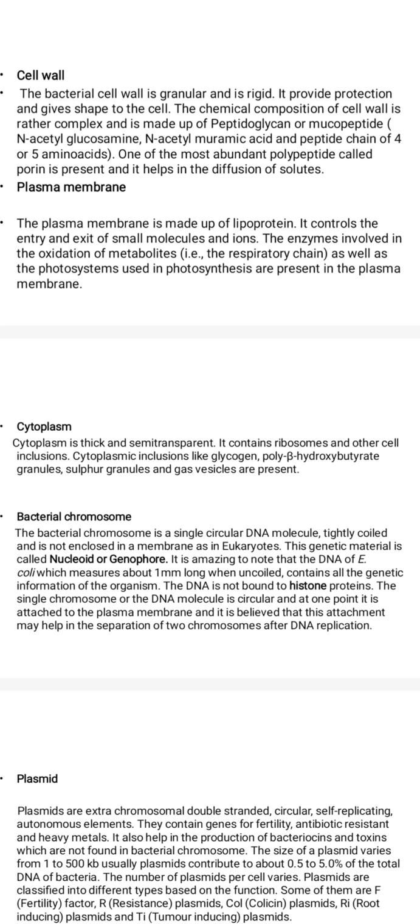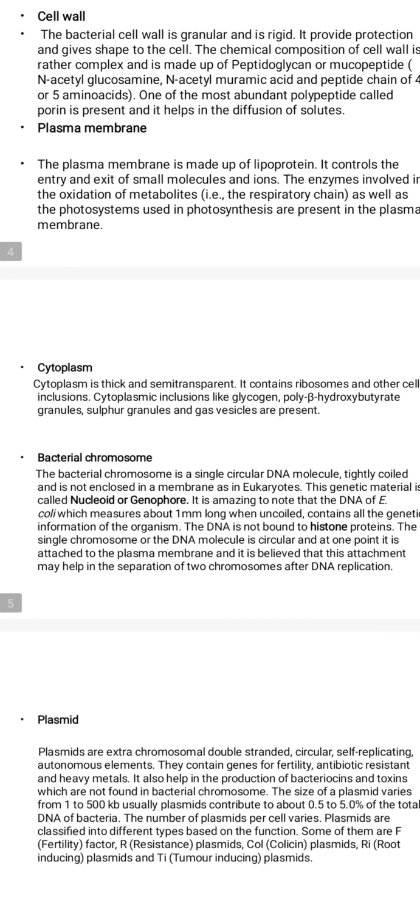Cytoplasm is thick and semi-transparent. It contains ribosomes and other cell inclusions. Cytoplasmic inclusions like glycogen, beta hydroxybutyrate granules, sulfur granules, and gas vesicles are present in the cytoplasm. Okay, so these are some inclusions which are present in the cytoplasm in the bacterial cell.